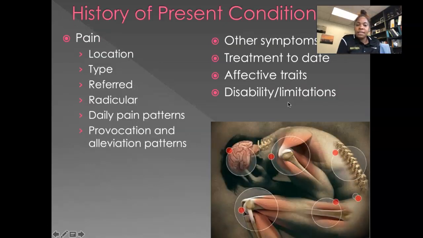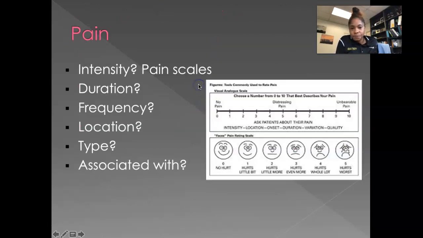And then last but not least, do they have disability or limitation? So what can't they do? What is this injury causing them to not be able to do that they normally would do? Walk upstairs, get out of their bed, drive a car, pick up their backpack. What are their disability or limitations as a result of the injury?